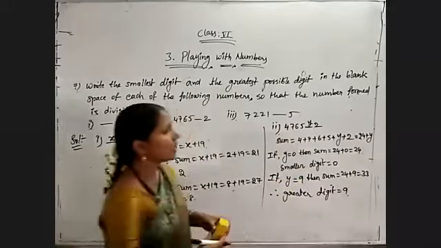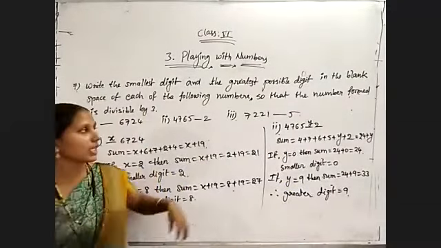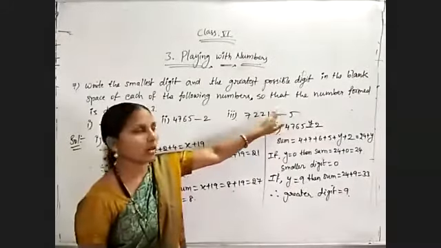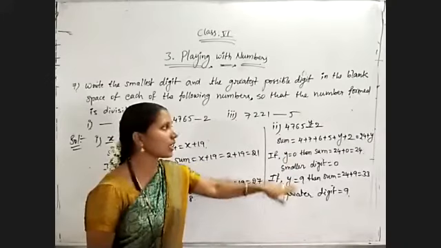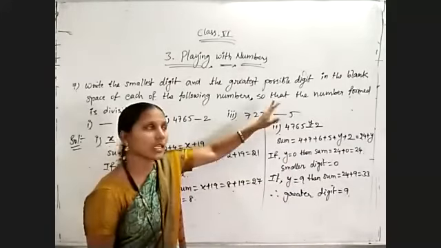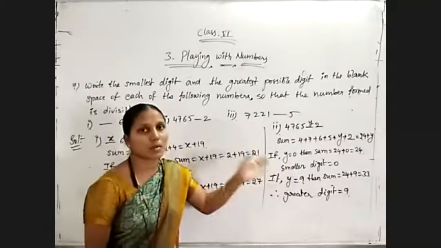So by filling the blank space with 0, it is divisible by 3, and at the same time by filling the greater digit 9, that number is also divisible by 3.